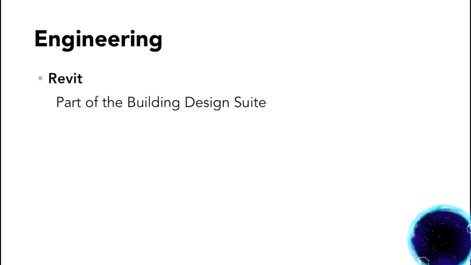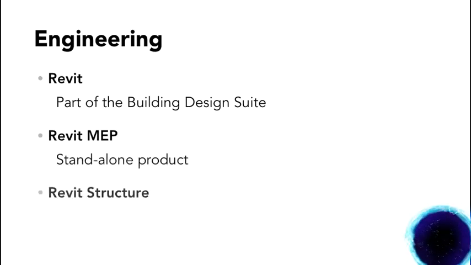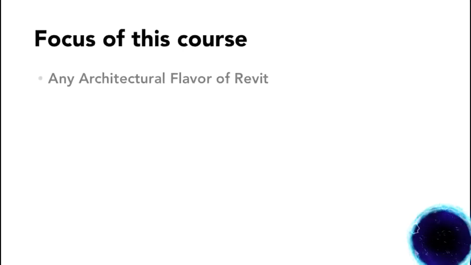Now, if you're involved in engineering, the flavors of Revit that you have available are, of course, the full version of Revit again, which is part of the building design suite and includes all three disciplines: architecture, MEP, and structure. Or you can get Revit MEP or Revit Structure as standalone products, which are focused on just those disciplines in particular. Now, for this course, I'm going to focus mainly on the architectural flavors of Revit.